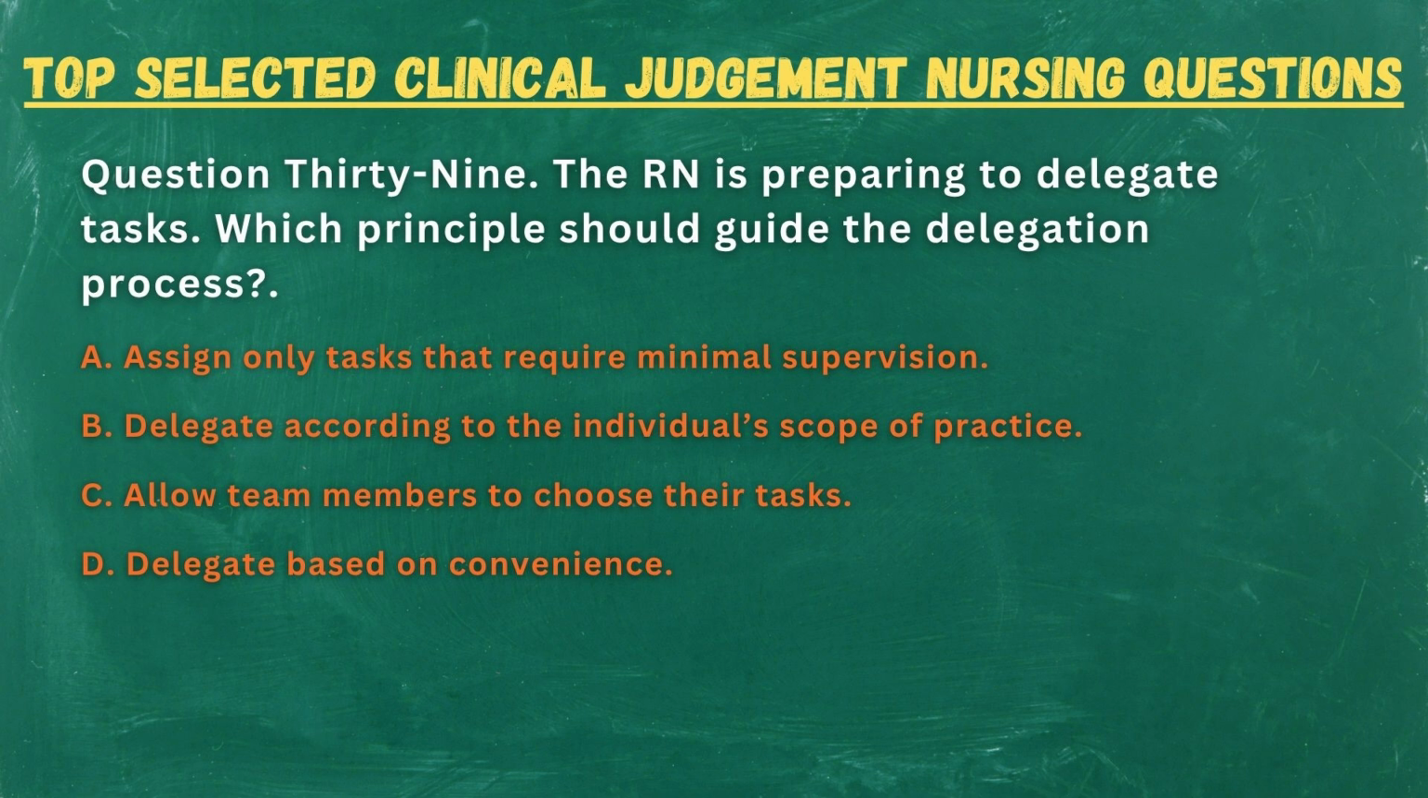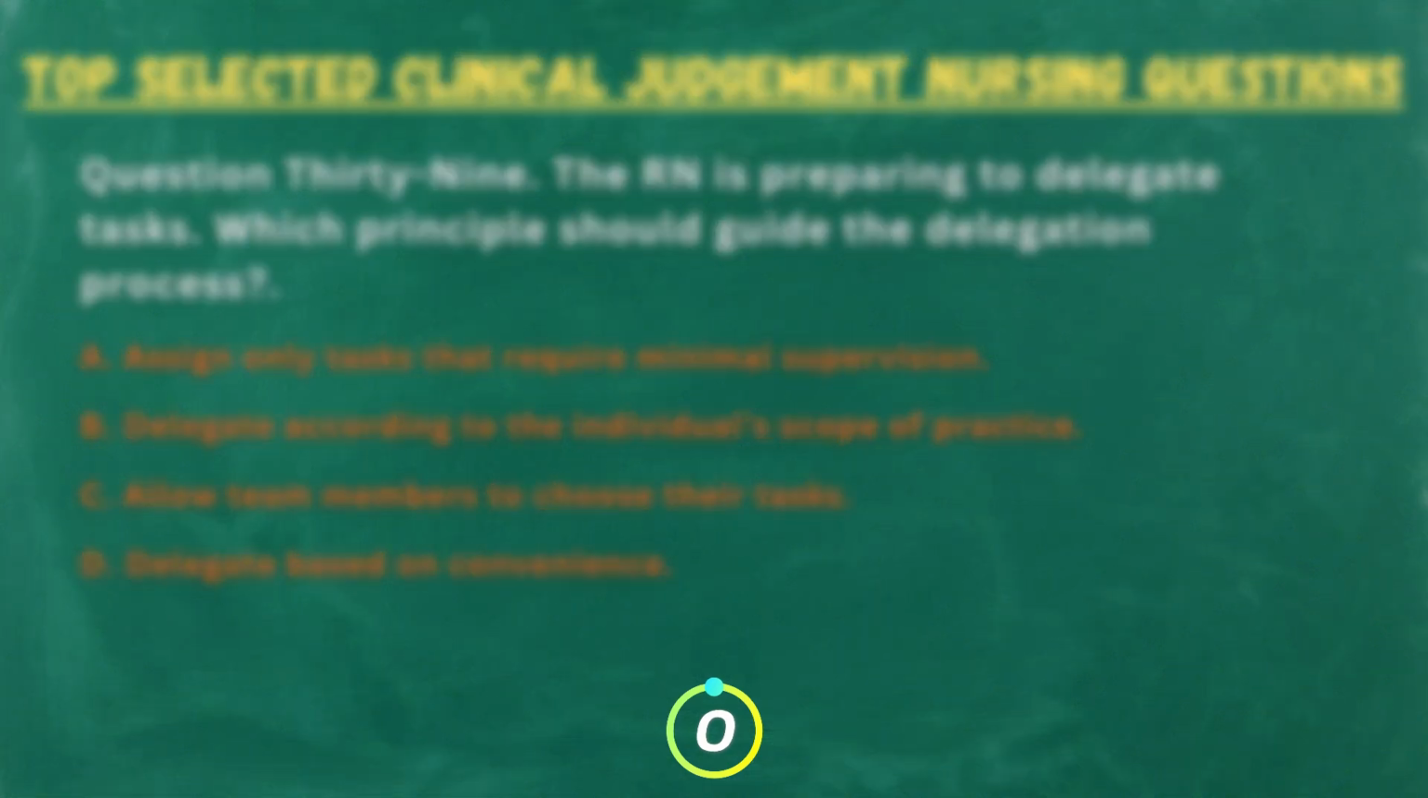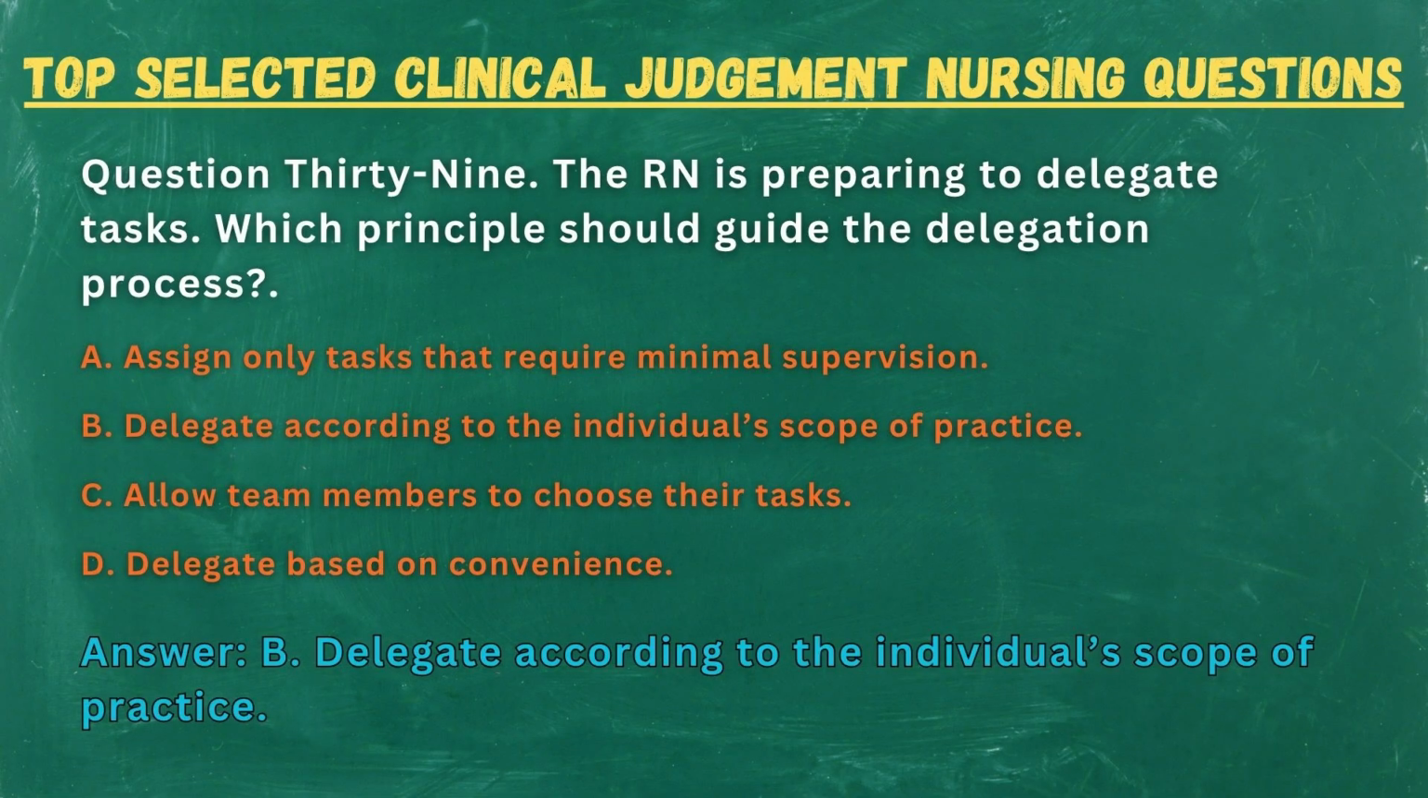Question 39. The RN is preparing to delegate tasks. Which principle should guide the delegation process? A. Assign only tasks that require minimal supervision. B. Delegate according to the individual's scope of practice. C. Allow team members to choose their tasks. D. Delegate based on convenience. Answer: B. Delegate according to the individual's scope of practice.